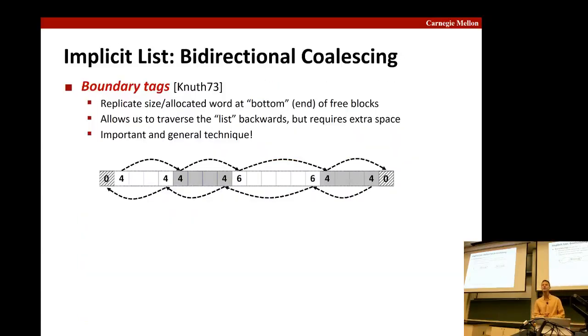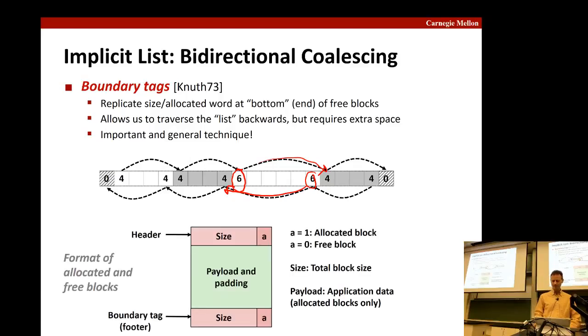Fortunately there's a solution for that. A number of solutions. The first one proposed by Donald Knuth is called boundary tags. And that is simply that in addition to storing the length at the beginning, which allows you to jump forward, you also store the length at the end, and that allows you to jump back. But of course the problem is that now you're storing the size in 2 different places, so that's wasting space.